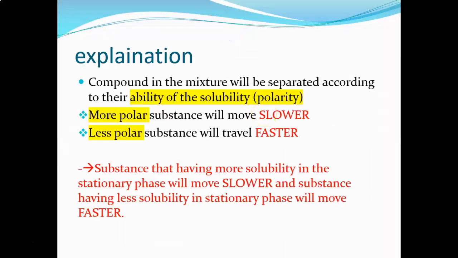Alright. So a substance having more solubility in the stationary phase will move slower, and a substance having less solubility in the stationary phase will move faster. Okay, I hope you get a clear vision of this and don't get confused because it is very straightforward.